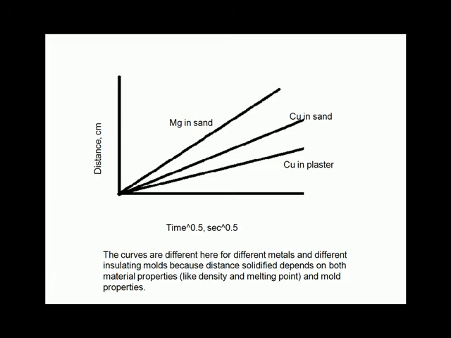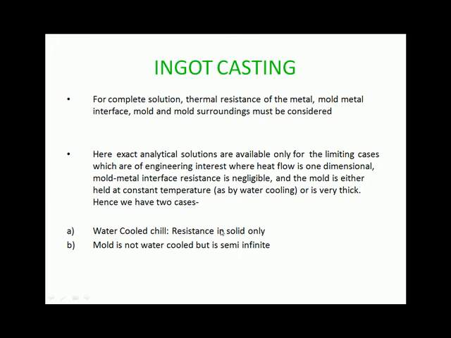Now you can see from this graph that the curves are different for different metals and different insulating molds. This is because, as I described in the earlier equation, the distance solidified depends on both material properties and mold properties. Now ingot casting.